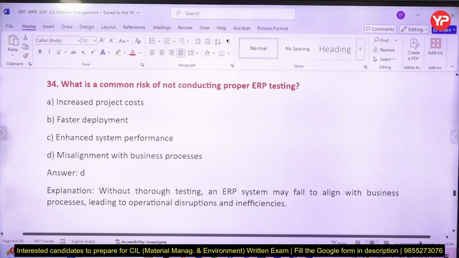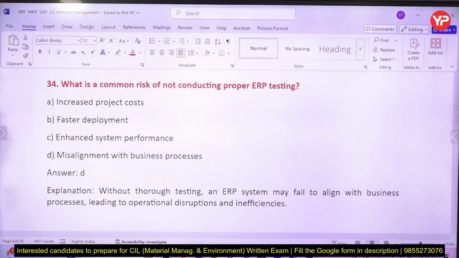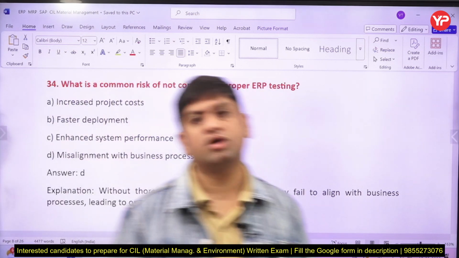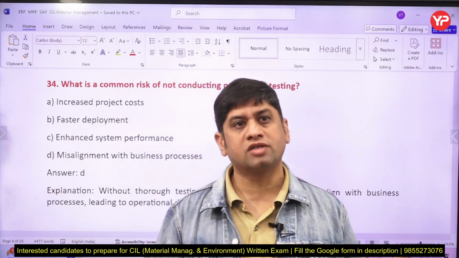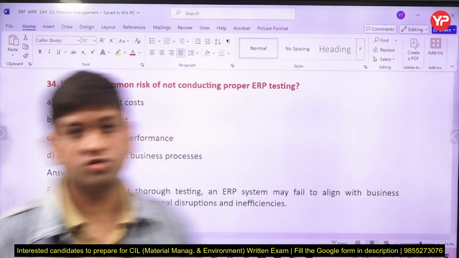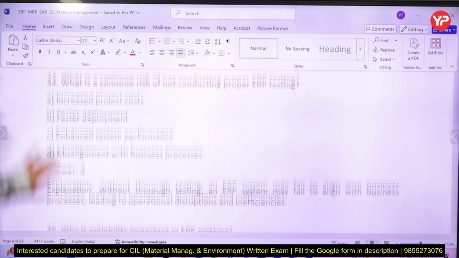If you don't do ERP testing, what is the common risk? Without thorough testing, ERP may fail to align with the business processes. Operational disruption can come. So testing is done before your organization installs ERP, before your organization is given ERP and they install. So testing should be done very properly.